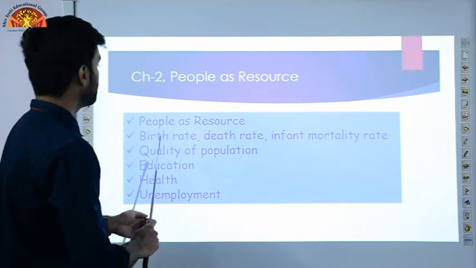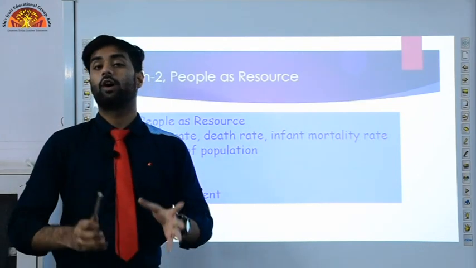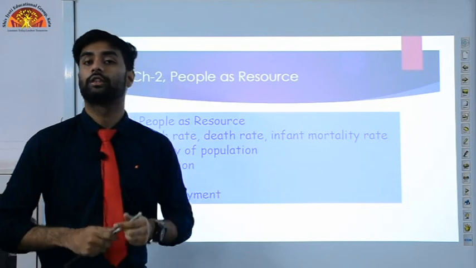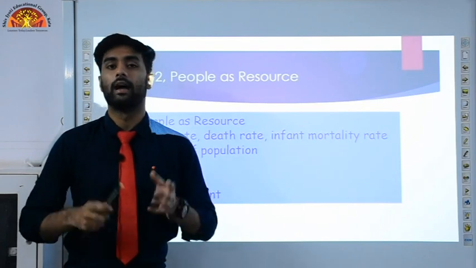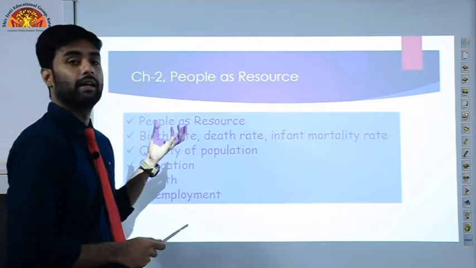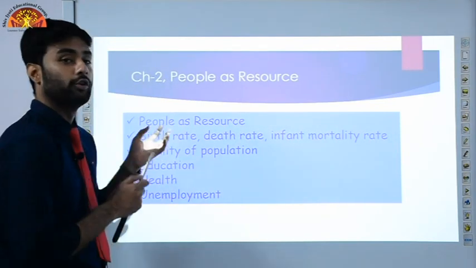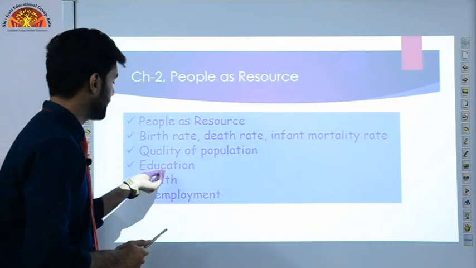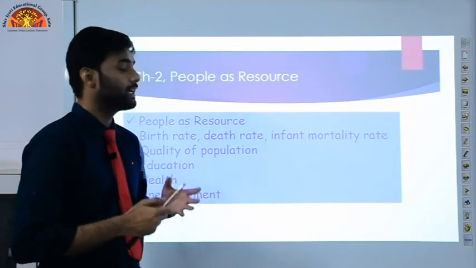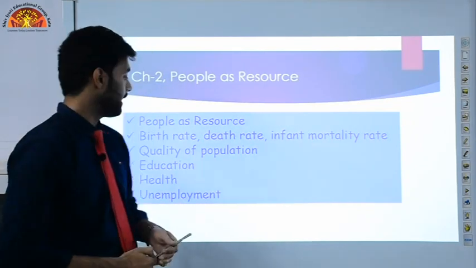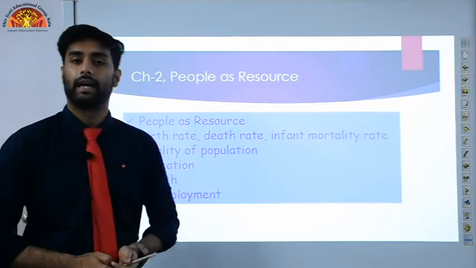Then we learnt about quality of population. I gave you an example of Japan. Japan does not have many resources. There are very few natural resources in Japan. But still Japan is one of the developed countries in the world. Why is it so? Because Japan has invested heavily in their population, in their workforce, by implementing good rules and facilities in education and health. When people of a country are educated and have good health, that means they can work to their maximum potential. That is the quality of population, which depends on education and health.